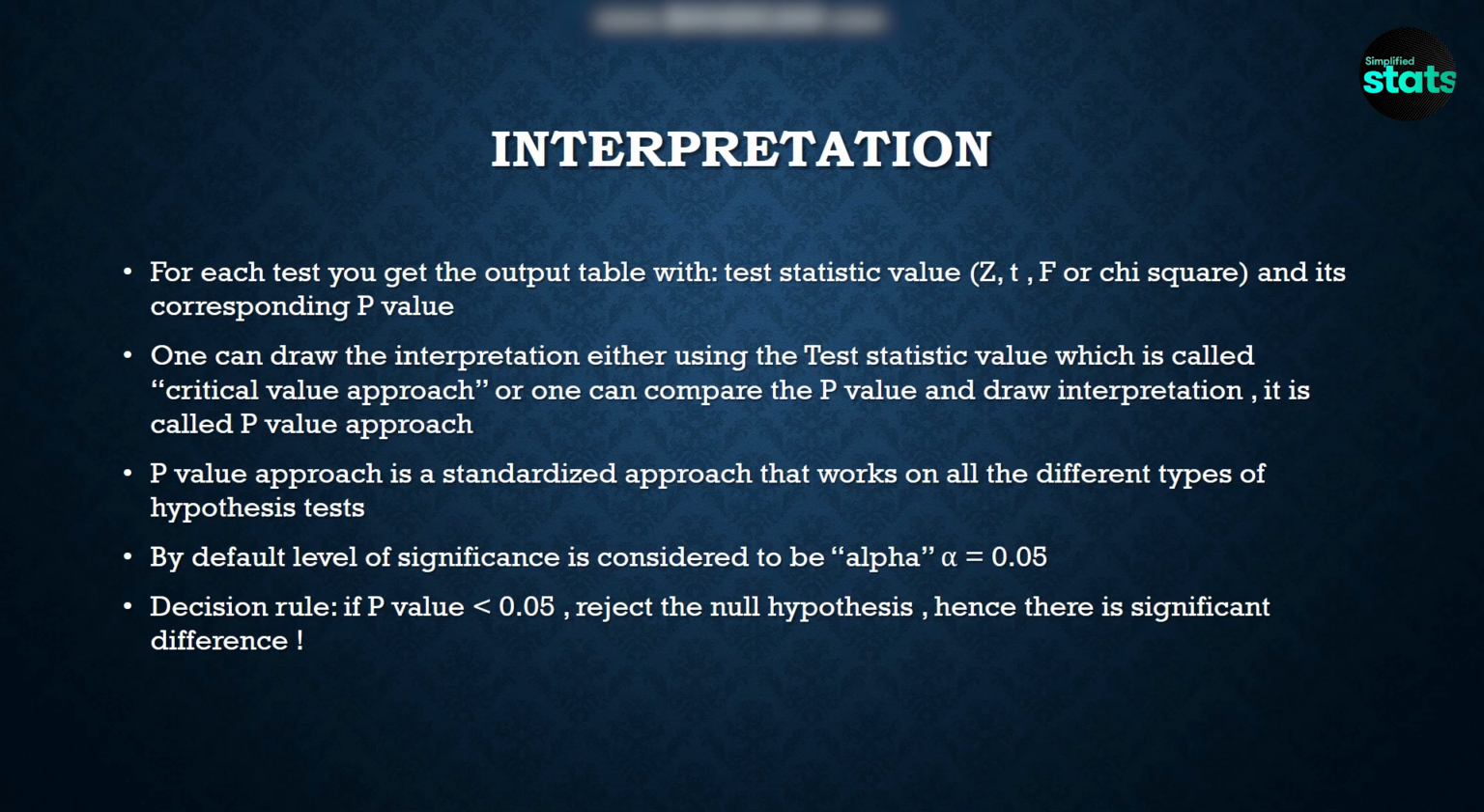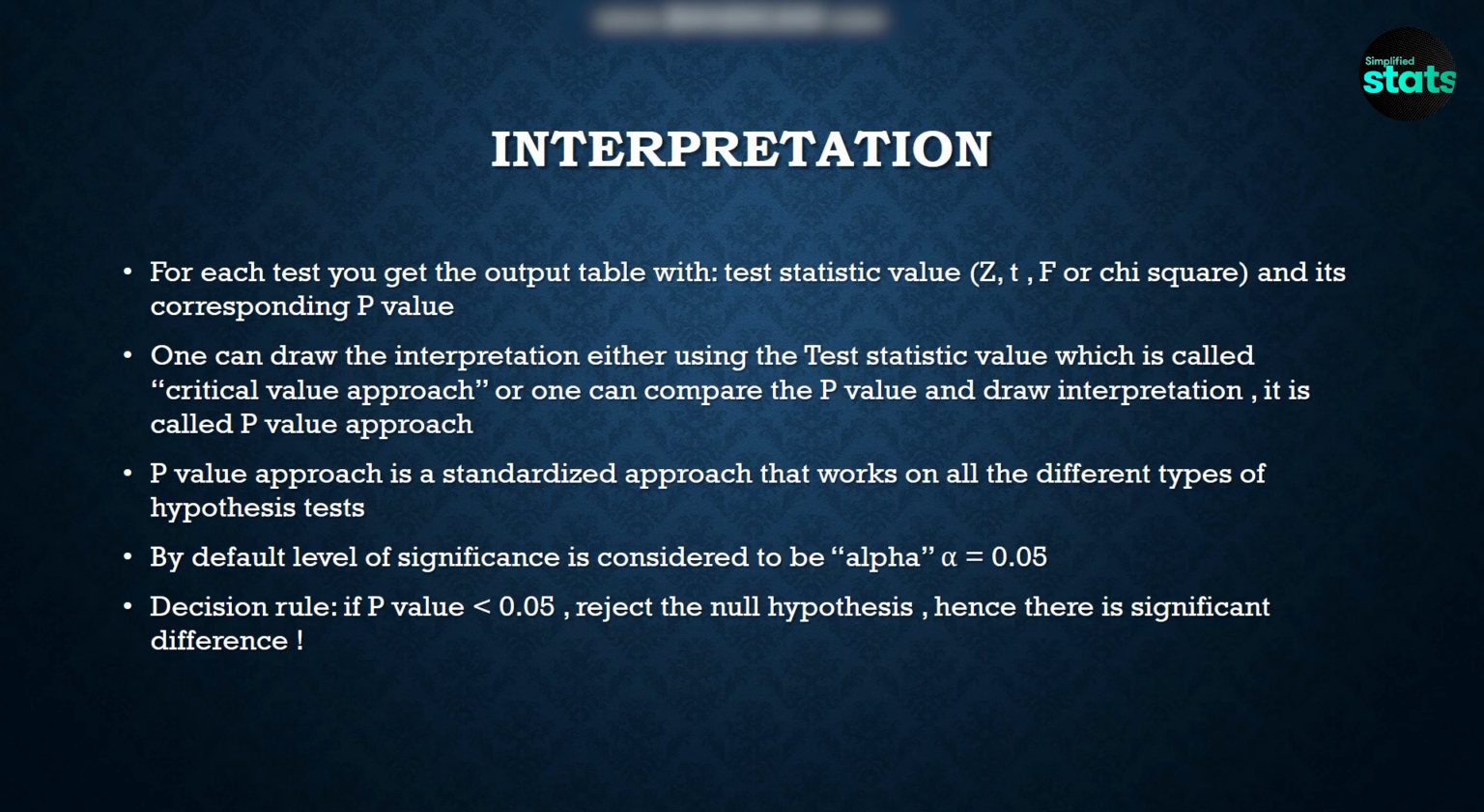The outcome will have two important values to be referred to. One is the test statistic value and the second one is the p-value. One can draw the interpretation either using the test statistic value, which is called the critical value approach, or one can compare the p-value and draw the interpretation. It is called the p-value approach.